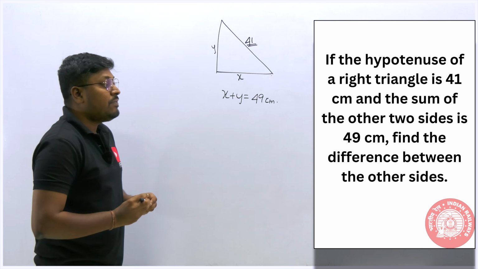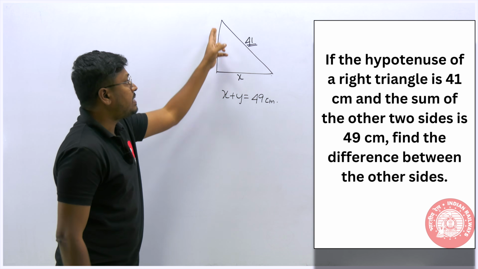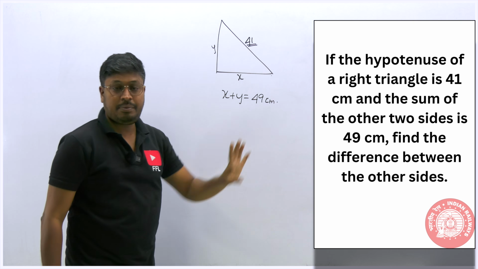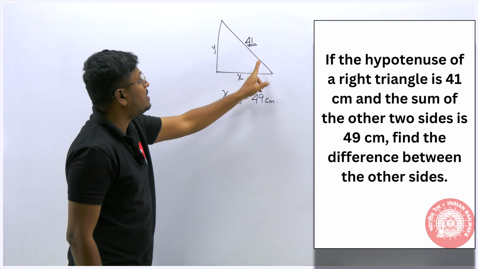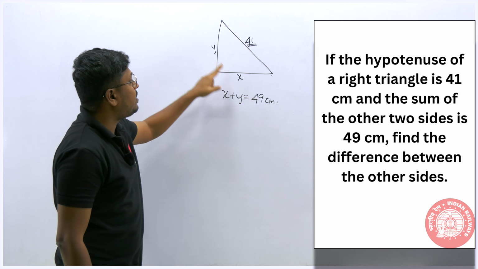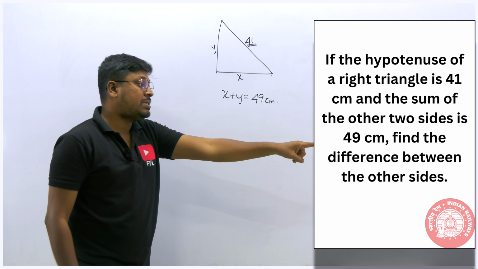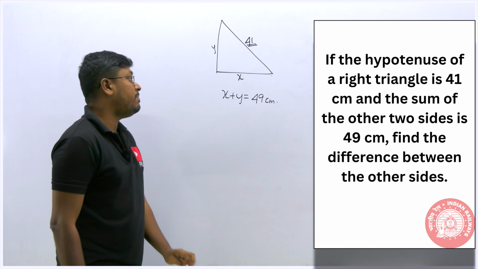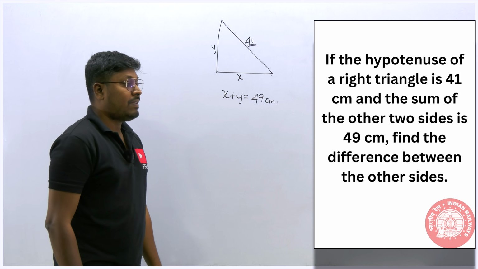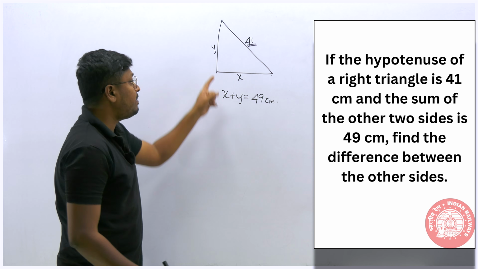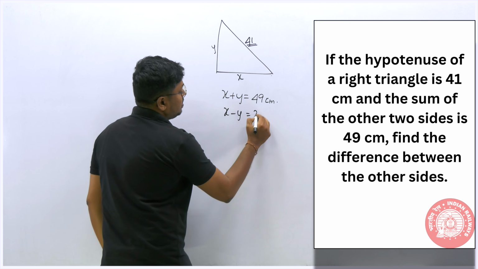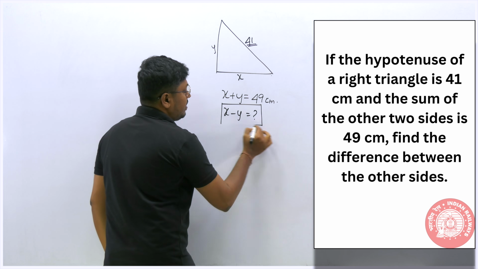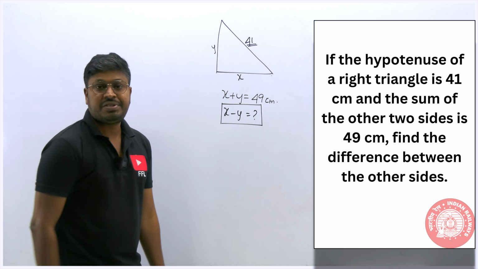So they have given the hypotenuse of a right angle triangle is 41 centimeter and the sum of the other two sides. So if you consider this as one side, then the sum of the other two sides is equal to 49 centimeter. So now our target is to find the difference between the other sides. That means our target is to find x minus y is equal to question mark. So this is the value we need to find here in the question.